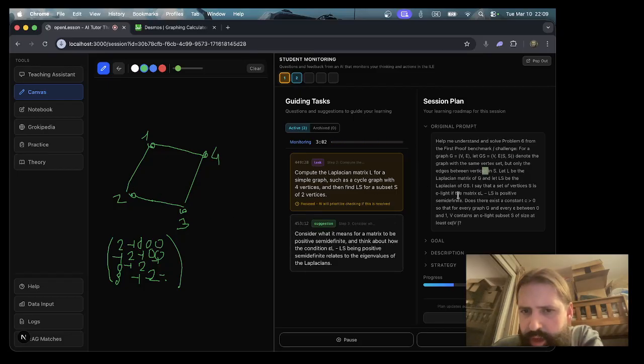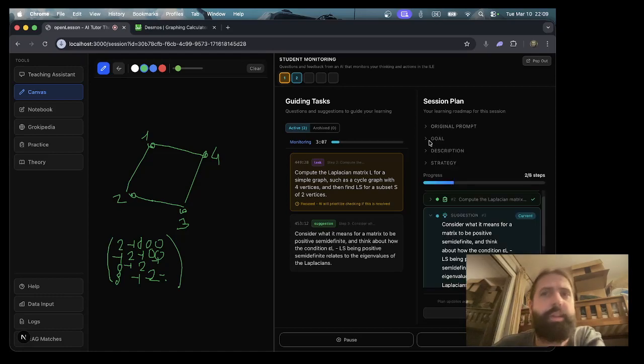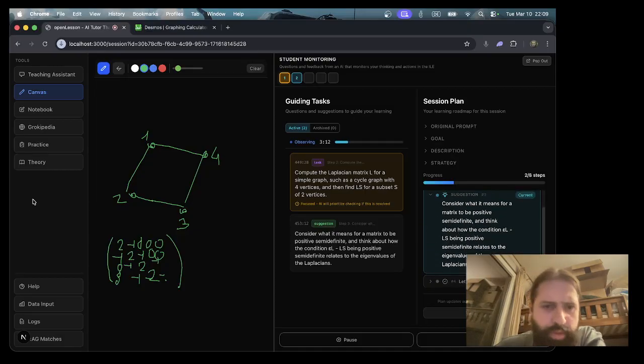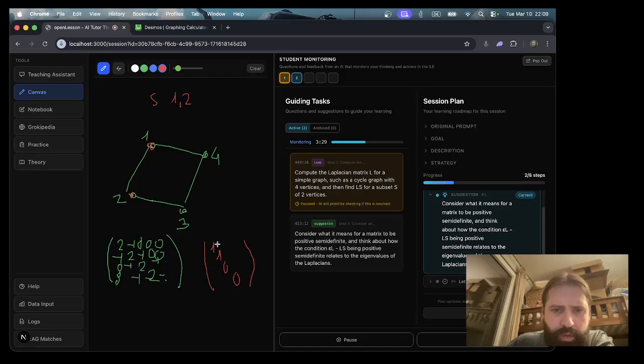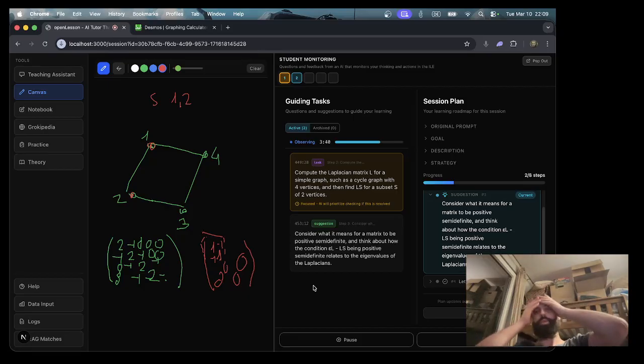What I want to do is, yes, I just got confused for a second, but now I understand. So what this is telling me is that the subset S, let's say it's 1 and 2. So now I'm just going to do 1 and 2, and what LS is going to look like is 1 1 and then 0 everywhere else. So only this part here is going to be connected. I think that's what it is, right?